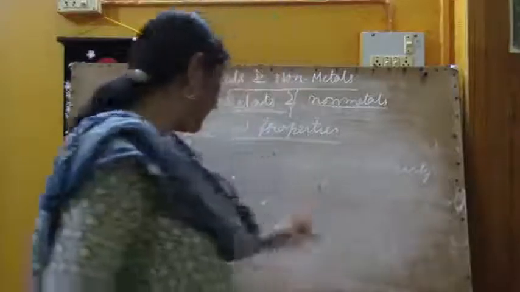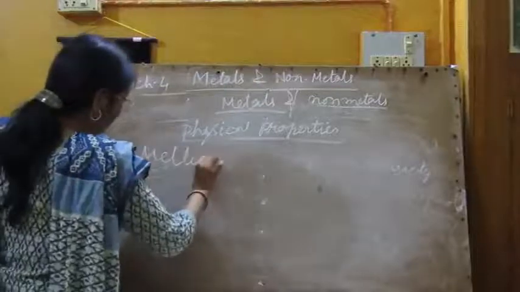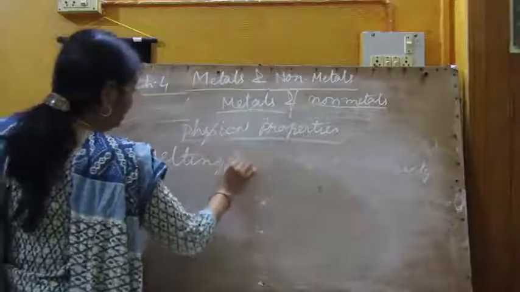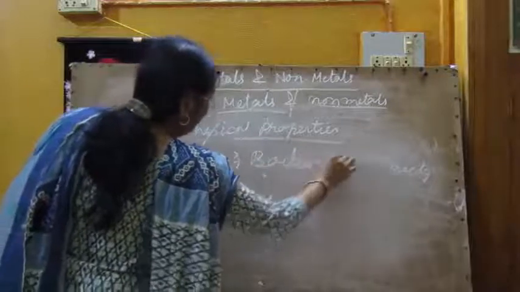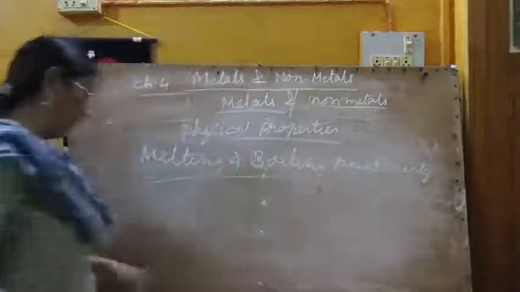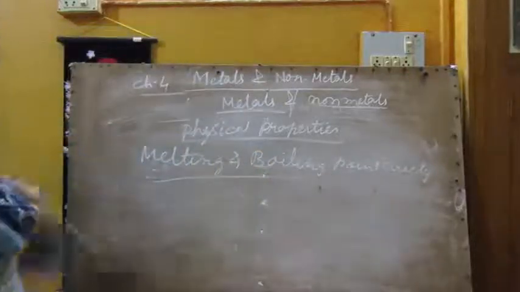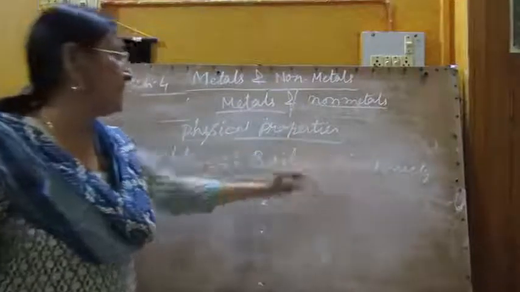Now the next quality is melting and boiling point. What are the melting and boiling points? Melting and boiling point is nothing but the temperature.